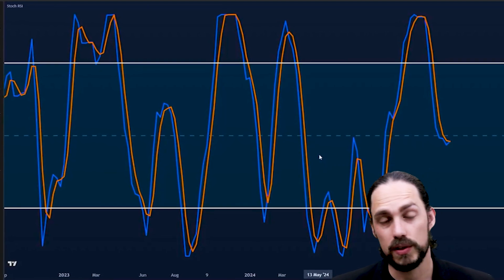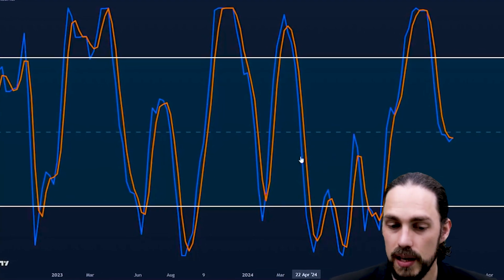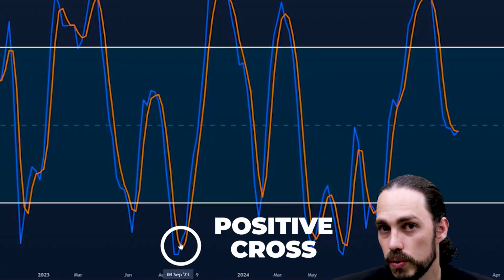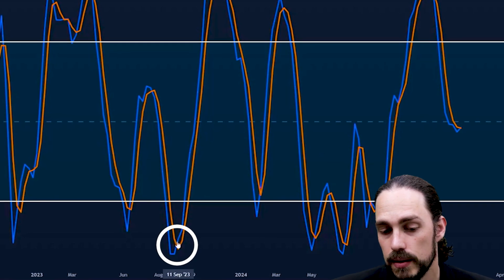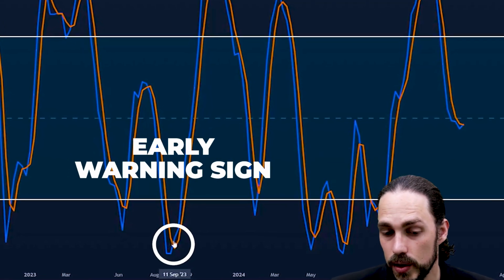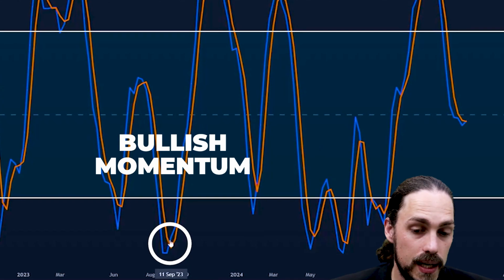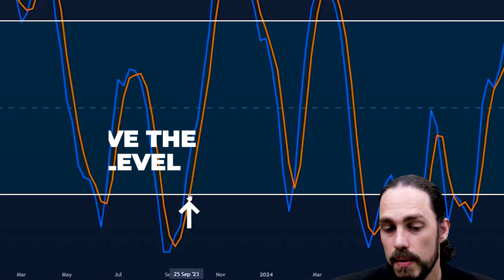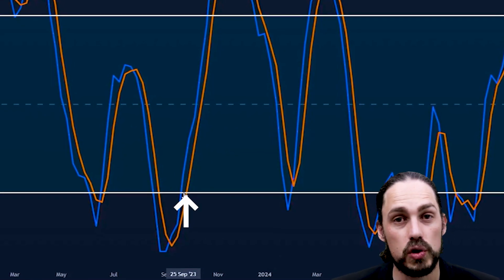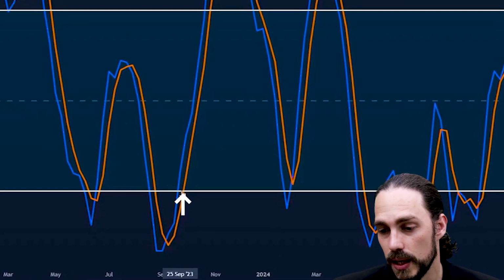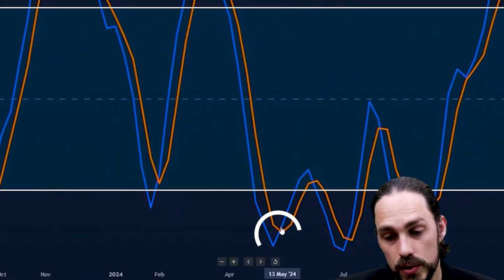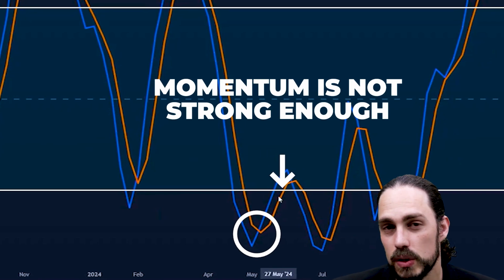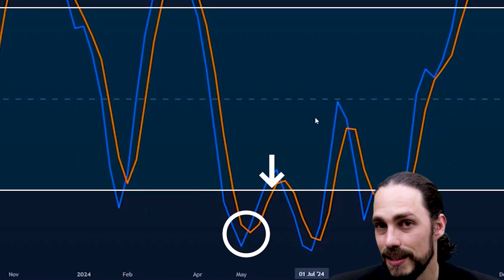Now, the creators of the Stochastic RSI advised that if you see the Stochastic RSI below the 20 and you have a positive cross with the blue line crossing above the orange line, this is an early warning sign, an early signal of bullish momentum entering the market. But we have to wait for further confirmation of a move above the 20 level to confirm the strength of the momentum to the upside. We can see here that if we have a cross and it struggles with this 20 level, that's an indication that the momentum is not strong enough to push us higher into these higher areas.